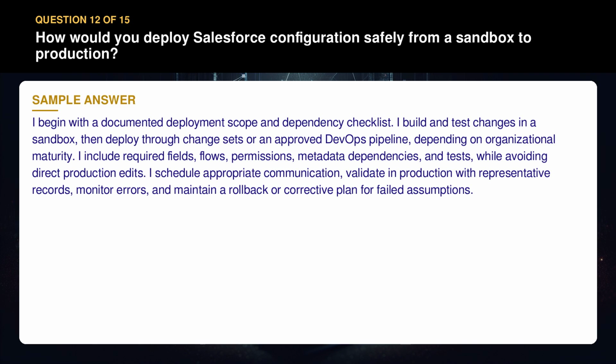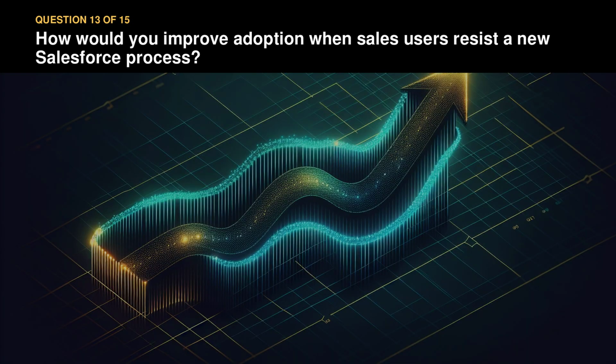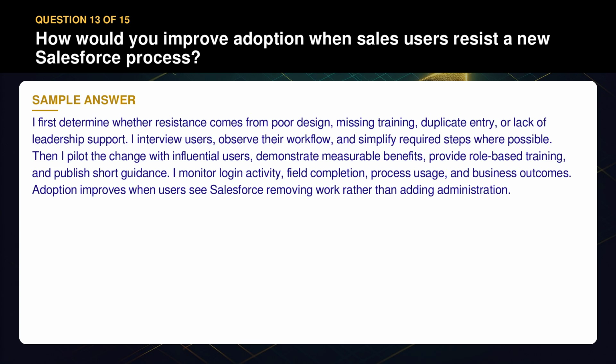I schedule appropriate communication, validate in production with representative records, monitor errors, and maintain a rollback or corrective plan for failed assumptions. Cover requirement control, source and target comparison, change sets or DevOps tools, dependencies, profiles, permissions, tests, deployment validation, backout strategy, user communication, and post-deployment verification. Question 13. How would you improve adoption when sales users resist a new Salesforce process? I first determine whether resistance comes from poor design, missing training, duplicate entry, or lack of leadership support.